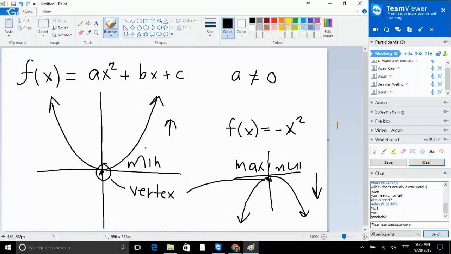Okay, the other kind of interesting thing that math people get excited about is that our parabolas, our graphs of our quadratic equations, are symmetrical. Okay? So, and they're symmetrical about the axis of symmetry, which goes through the vertex.